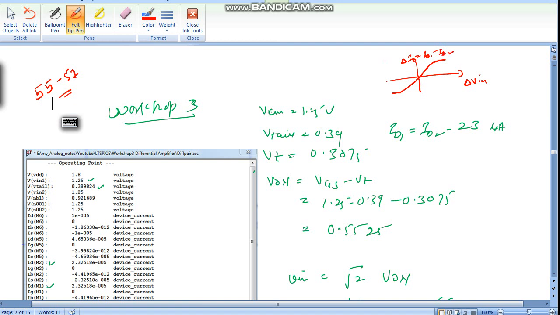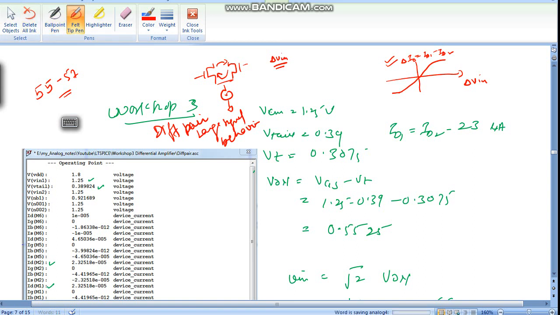We will check this behavior. We take one differential pair and find out how much delta Vin is required to fully switch current from one MOSFET to another MOSFET. We will see this in our simulation. So this workshop is related to differential pair large signal behavior. Okay, so let's start.